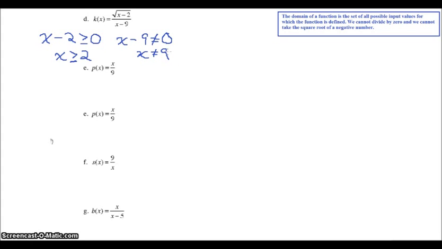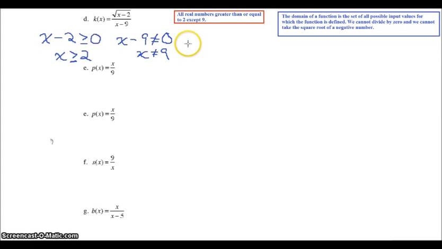So let's think about what our possible values are. We said all numbers greater than or equal to 2, but now x cannot equal 9. So our domain is all the real numbers that are greater than or equal to 2 except 9. And that's one way to express your domain. All real numbers greater than or equal to 2 except 9. And there's a couple more mathematical ways that we can write out this domain.